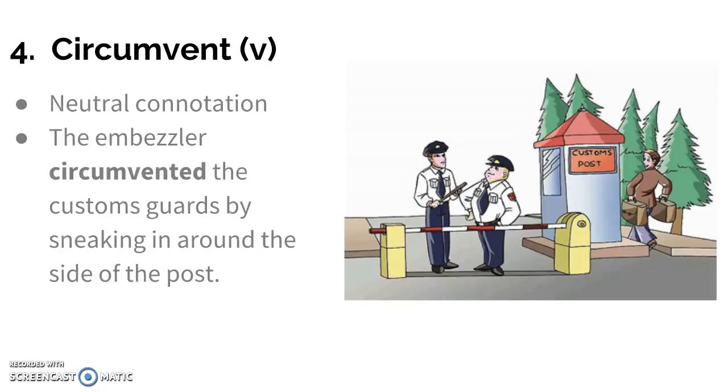Number 4 is circumvent, which is a verb. The definition for circumvent is to go around or to avoid, by being kind of crafty or kind of intelligent about something, by using your head. So when you circumvent something, you go around it. This has a neutral connotation because this can be used in positive ways or negative ways. Our picture in our sentence is more in a negative context. The embezzler circumvented the customs guards by sneaking in around the side of the post.